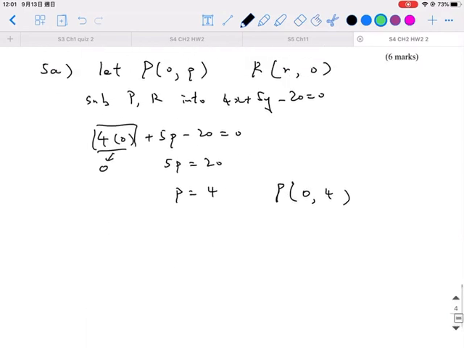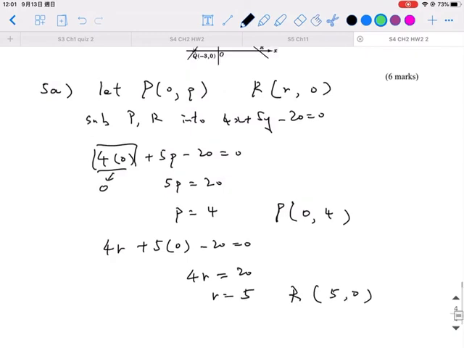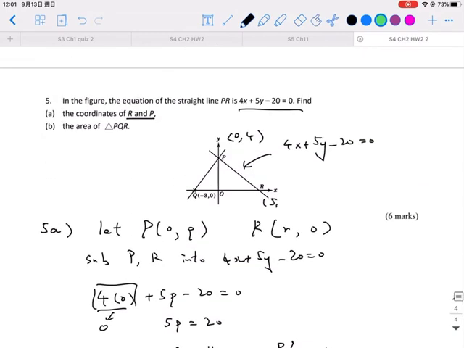And for r, just substitute. That means 4r plus 5 times 0 minus 20 equals 0, and 4r equal to 20, and r is equal to 5. So the coordinates of R is 5, 0. I just update it, so that means 5, 0.